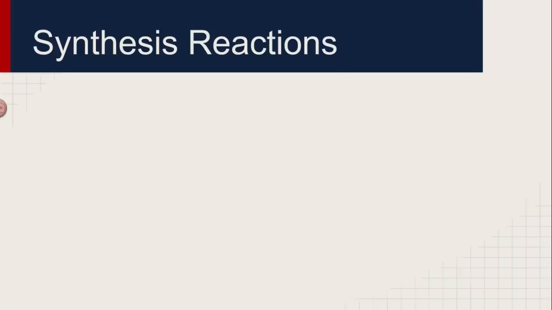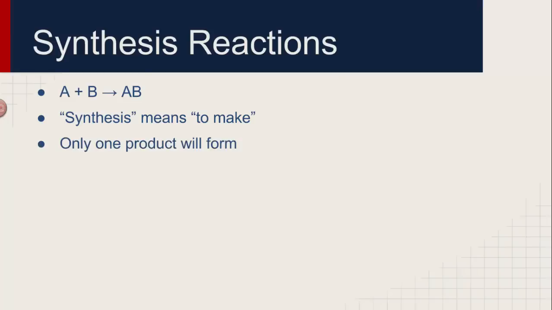So to start with, let's take a look at synthesis reactions. A synthesis reaction is simply a combination. Okay? We have 2 reactants, A and B, and we combine them to form one product. The word synthesis means to make, so we're making stuff. We're going to make one single product. That's one of the ways that you can tell that a reaction is a synthesis reaction: if on the right-hand side there is one substance formula only.